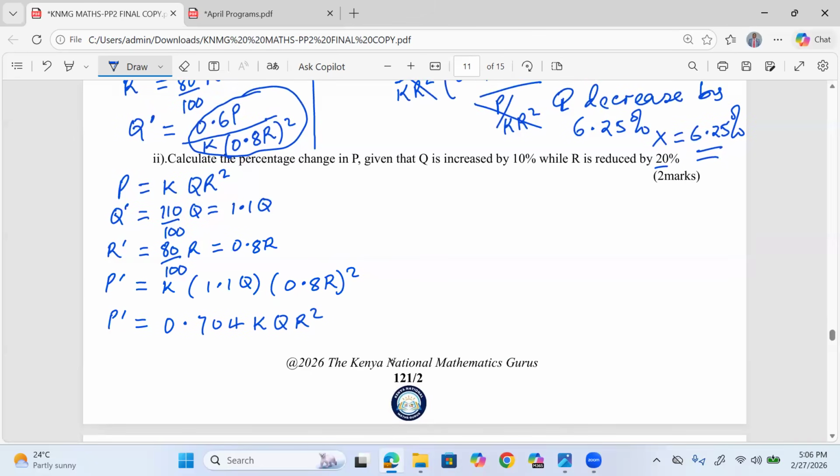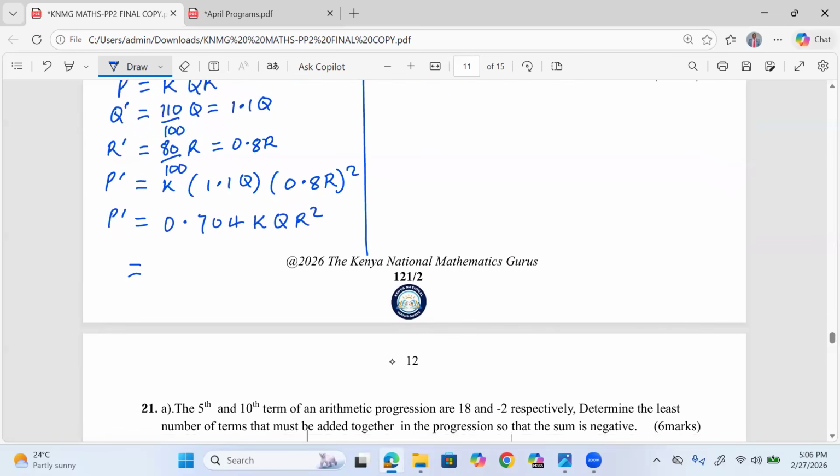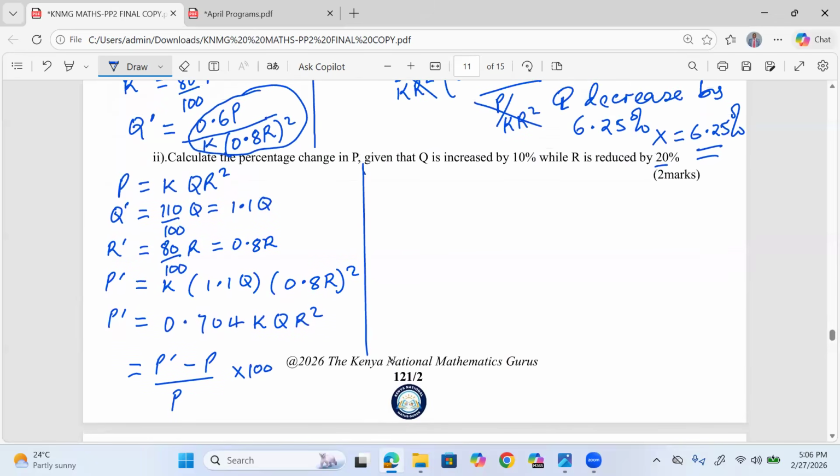Can we now talk about percentage change in P? The percentage change in P will require the new P minus original P out of original P, then we express as a percentage. So with that now, we will talk about 0.704 K Q R squared minus the original K Q R squared out of the original K Q R squared. Then we multiply by 100.